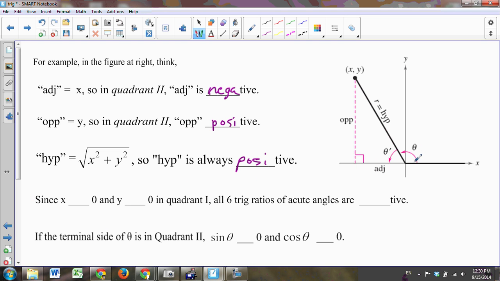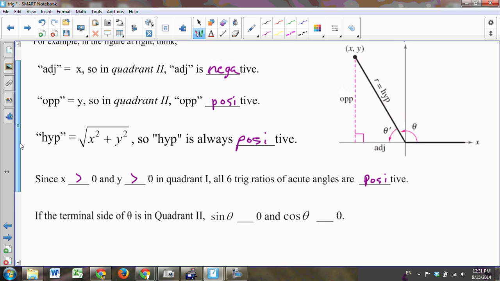Now, as a review though, in the first quadrant, I should have done this first perhaps, x and y are both positive. x and y are both greater than 0. So all 6 ratios, sine, cosine, tangent, secant, cosecant, and cotangent, are all positive in the first quadrant. In other words, if the angle is acute. You learn that in geometry. Actually, you don't usually learn about secant, cosecant, and cotangent in geometry.